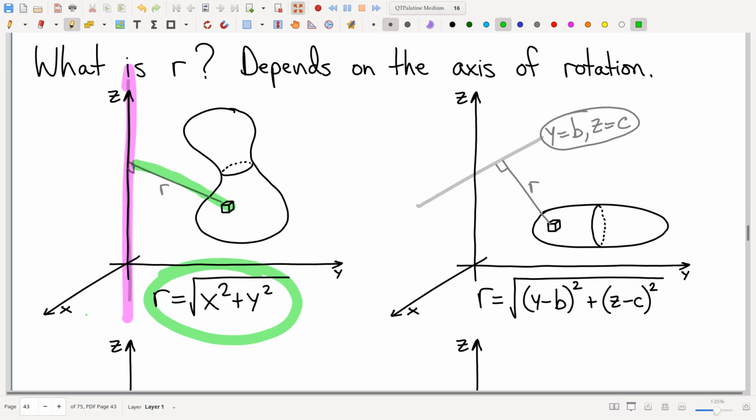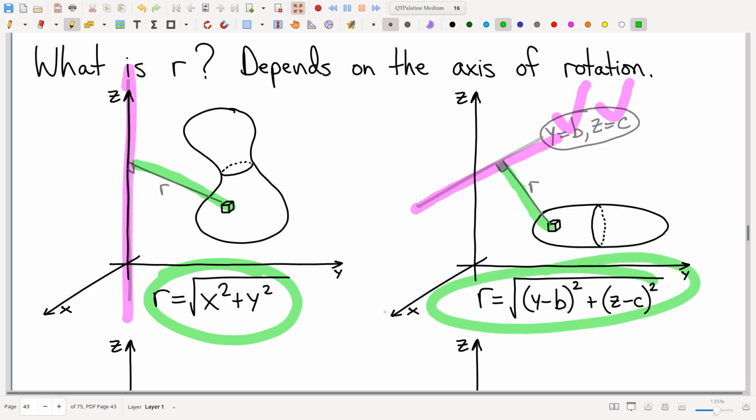Sometimes you get lucky. But if you are rotating around an axis parallel to the x-axis, for a couple of different given values of y and z, totally different axis, and distance to that line is computed by a different formula. And you gotta think it through every time.